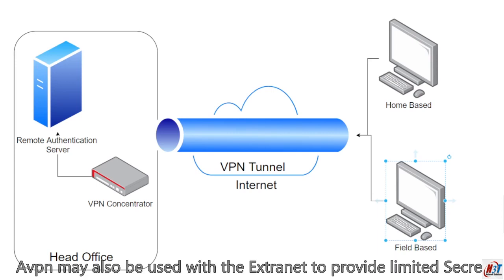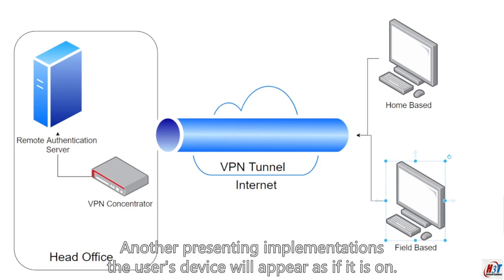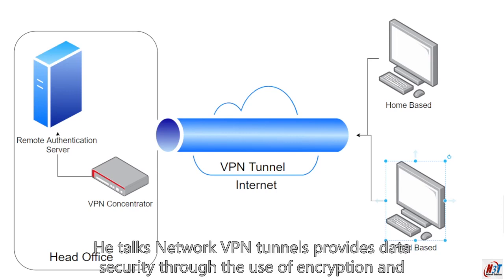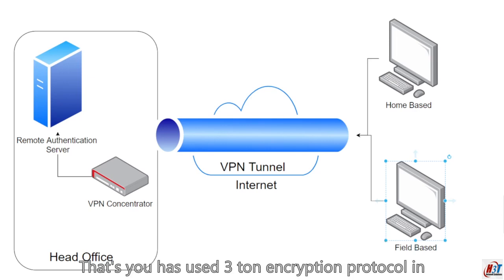A VPN may also be used with an extranet to provide limited secure communications to our infrastructure for our trusted partners. In all these implementations, the user's device will appear as if it is on the head office network. VPN tunnels provide data security through the use of encryption and authentication. The methods used vary depending on the tunneling protocol that's used.